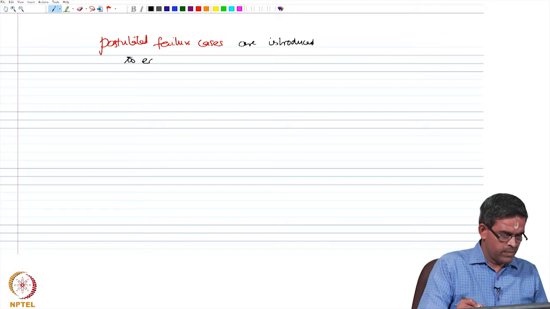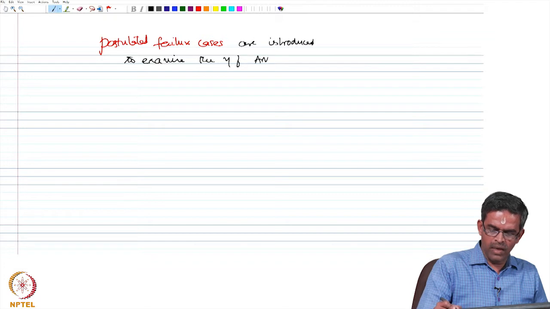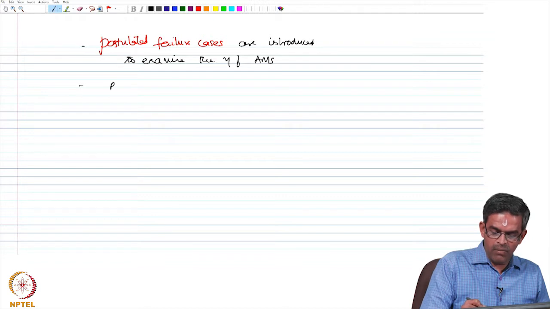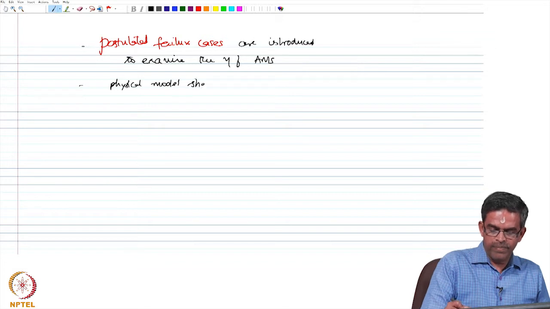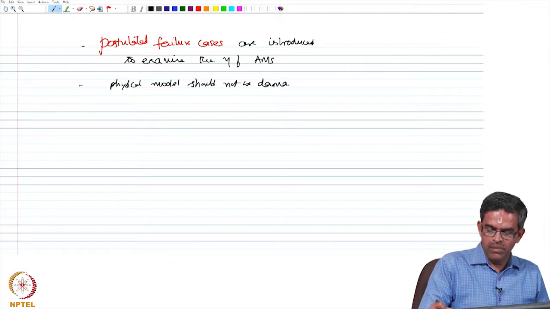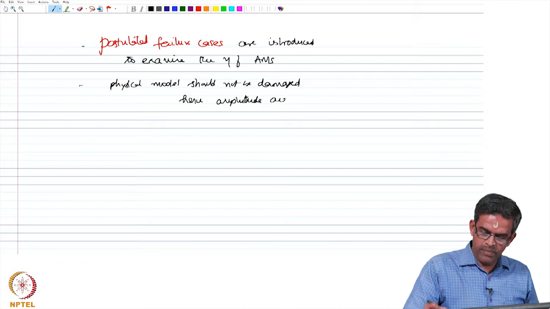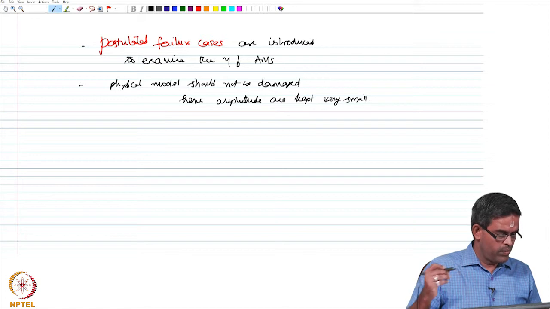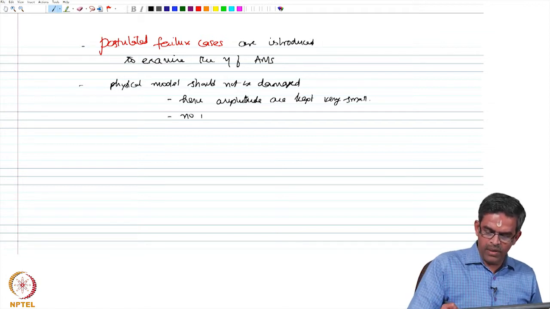to examine the efficiency of the alert monitoring system. However, the physical model should not be damaged. Hence, the amplitude of waves is kept very small, so that no permanent damage is caused.